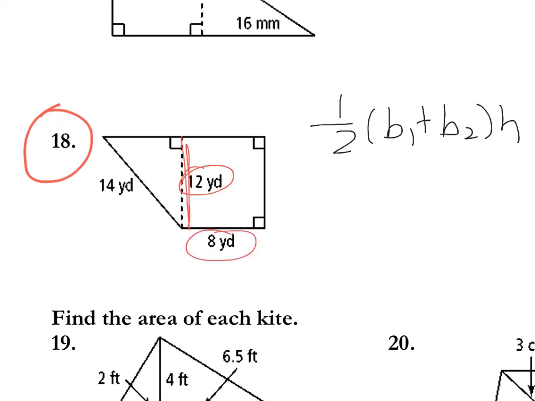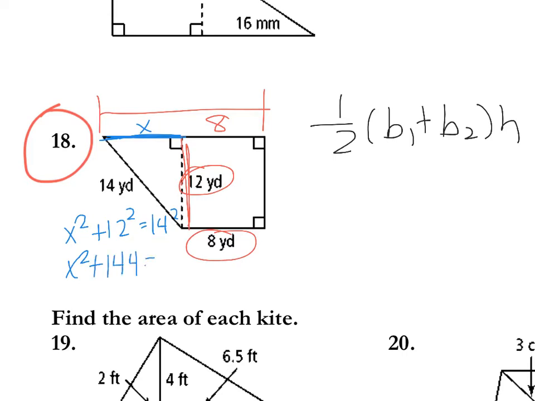And I've got one of the bases, but the problem is I don't know how long this base is. I know the piece of it is 8, but we've got to find what this other piece is. So that's actually what you need to find first with Pythagorean theorem. It's x squared plus 12 squared equals 14 squared. And it looks like this one's going to be a decimal as well. So that's plus 144 equals 196. We get x squared is equal to 52.